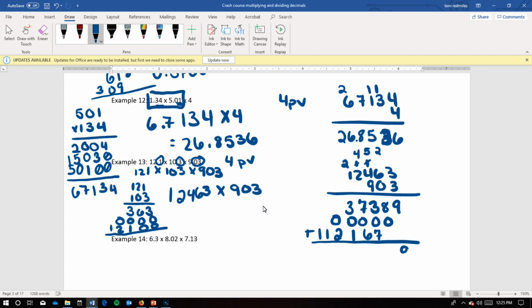This column is 9, 8, 3 plus 7 is 10. 7 plus 1 plus 6 is 14. 1 plus 3 plus 1 is 5, 5, 5. 0 and 2 is 2, and then 1 and 1. All right, and we said 4 place values. So 1, 2, 3, 4. My answer is 1,125,4089.